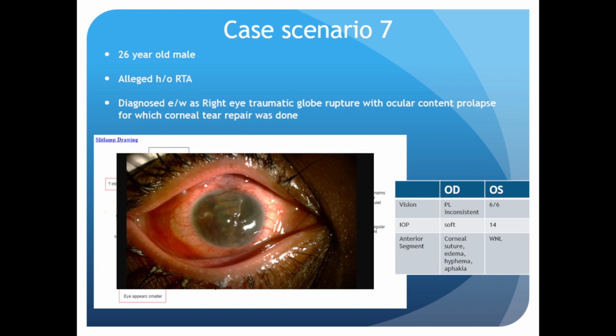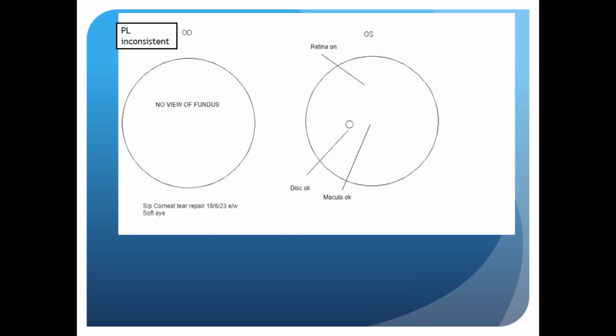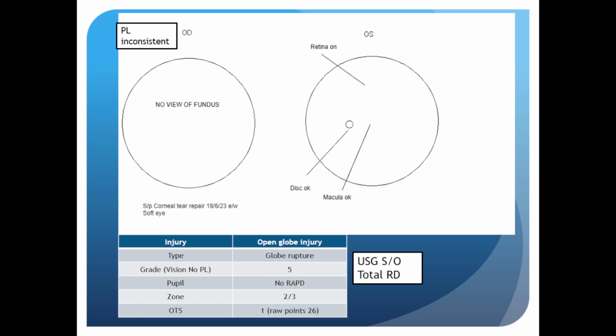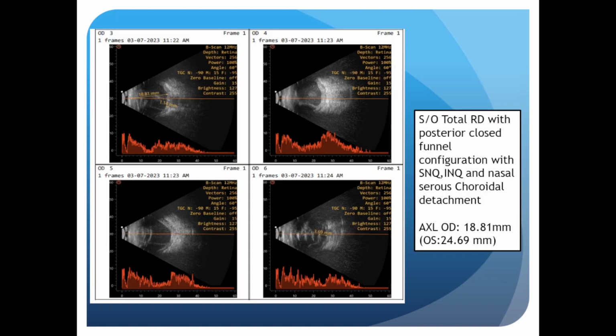This was a slit lamp picture of this patient. There was no fundus view. The left eye was absolutely normal, within normal limits. USG was suggestive of total retinal detachment. Again, we have done the same thing. We have calculated the ocular trauma score, and it was 1 with raw points of 26 with this particular chart. We have done the ultrasound. It was a total retinal detachment with posterior globe funnel configuration, with SNQ, INQ, and nasal serous choroidal detachment, with an axial length difference of around 6 mm.